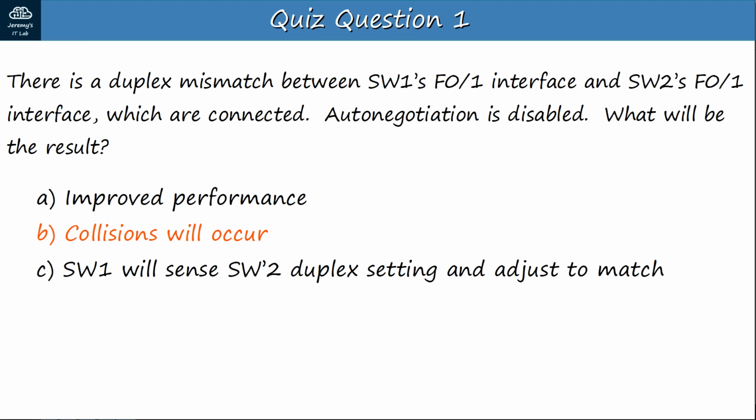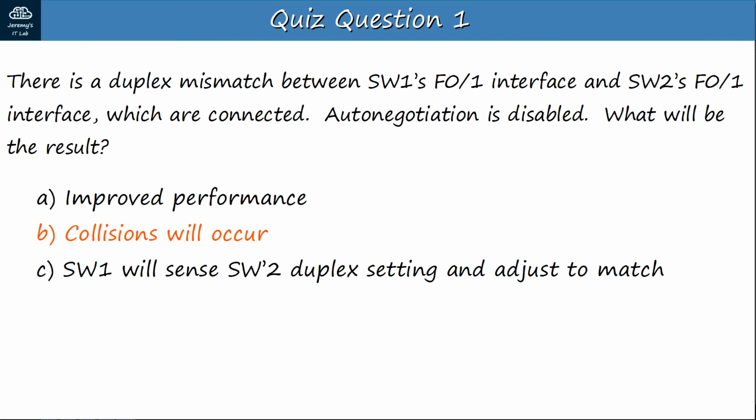The answer is B. Collisions will occur. The half-duplex side is unable to send and receive data at the same time. However, the full duplex side is unaware of this and will send data even if the half-duplex side isn't ready to receive it, causing collisions. So, B is correct. It definitely won't result in improved performance. In fact, performance will probably be much worse, so A is incorrect. Switch 1 won't be able to sense switch 2's duplex setting without auto negotiation enabled, so C is incorrect too.